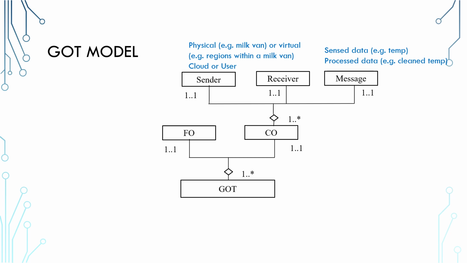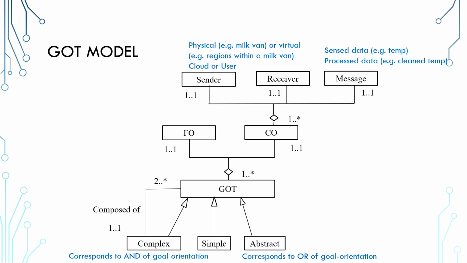The model also proposes three types of GOTs. Simple GOTs, which cannot be decomposed any further. Complex GOTs, which are composed of simpler GOTs. And abstract GOTs are those that enter into generalization and specialization hierarchies. Notice that complex GOTs correspond to the AND of goal orientation and abstract GOTs correspond to OR of goal orientation.